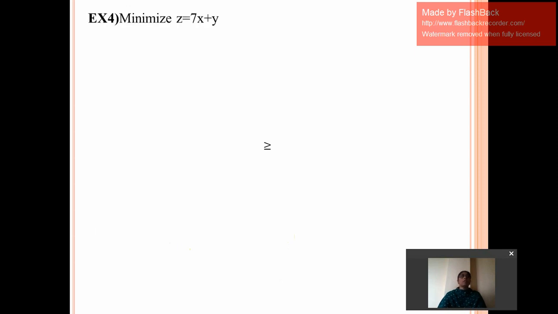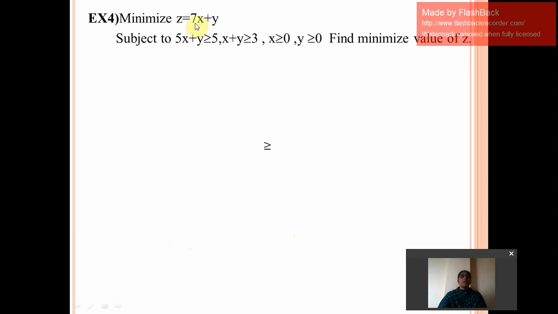Next example, minimize Z equals 7x plus y, the objective function. First constraint 5x plus y greater than or equal to 5. Second constraint x plus y greater than or equal to 3. x greater than or equal to 0, y greater than or equal to 0. The feasible region is in the first quadrant, non-negativity is the restriction.